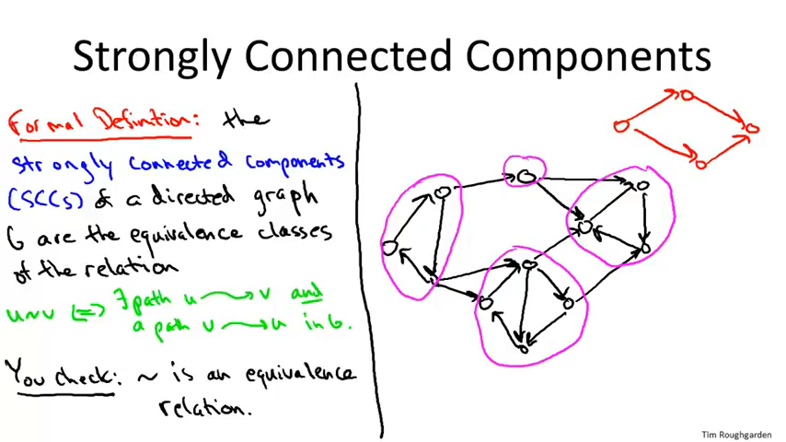So if you take any 2 pairs of nodes which lie in 2 different circles, you either won't have a path from the first one to the second one, or you won't have a directed path from the second one back to the first one.